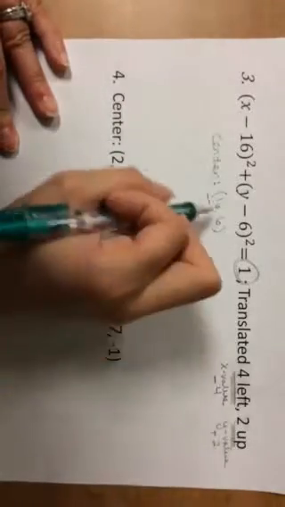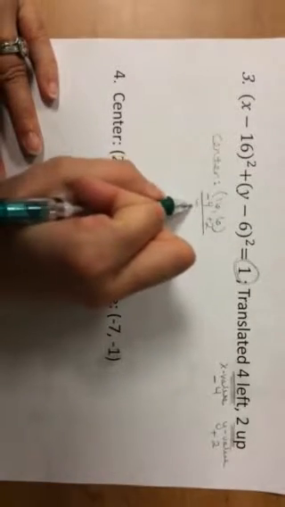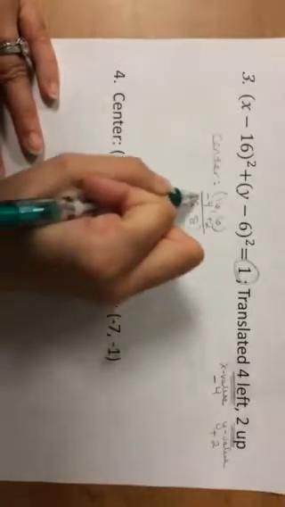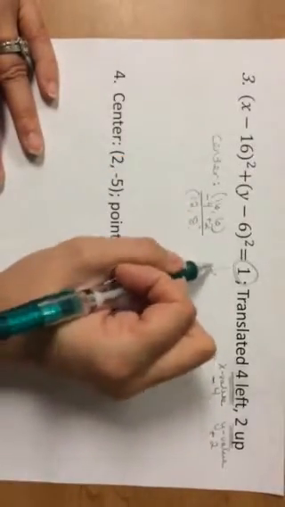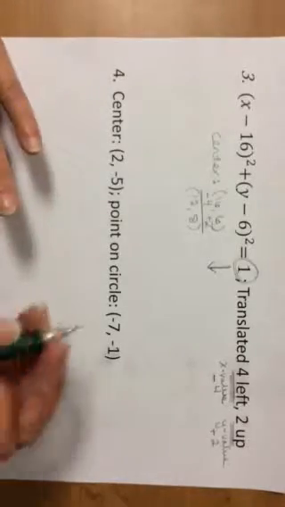So I'm going to come over here to my center, and if I move left 4, that's going to affect the x value. So I'm going to subtract 4 from the x value. And if I move up 2, that's going to affect the y value. So I'll be adding 2 to that y value. So this is going to be changing where he's centered at. And so this is going to give me 12, 8.